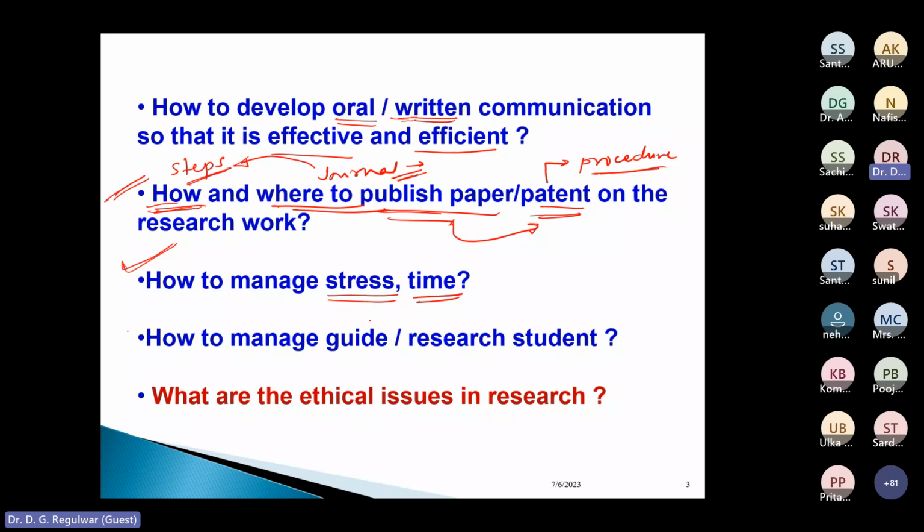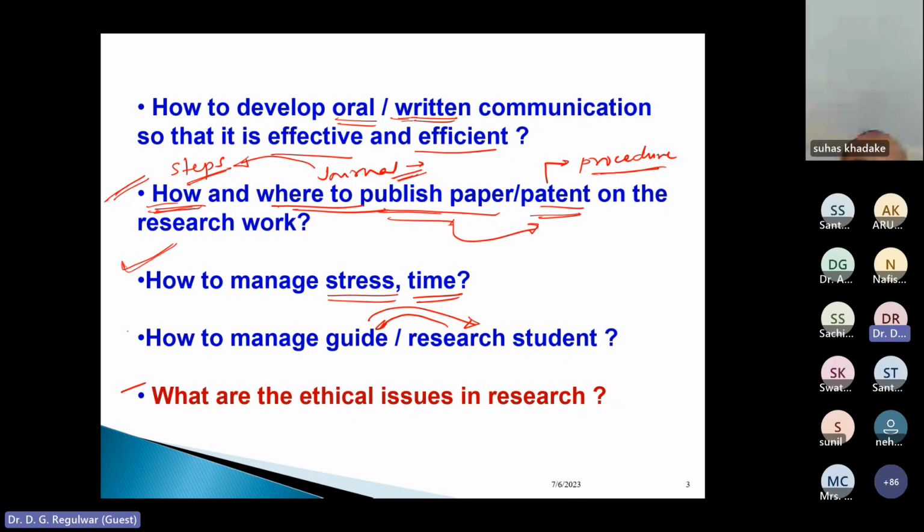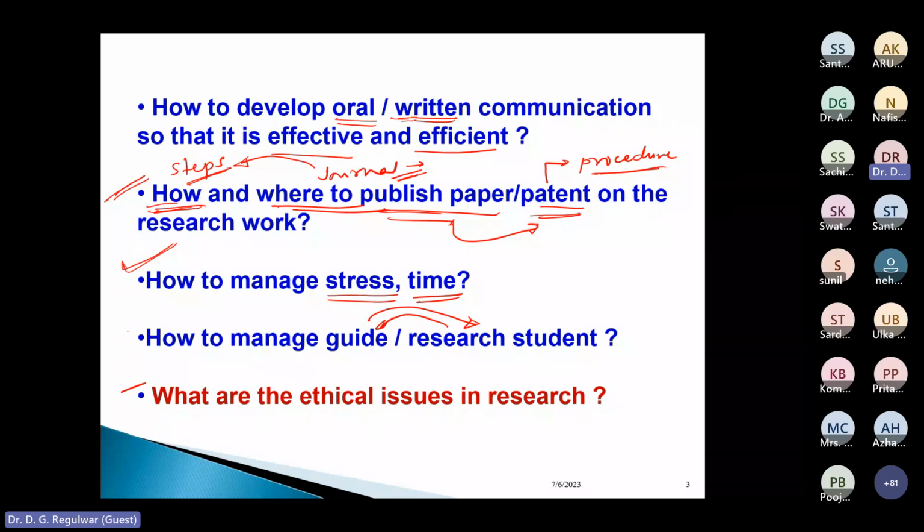Then a good relation with research guide and research student. That means the guide should have good relation with student and student should have good relation with guide. Then only your research will go ahead in a better way, so a fruitful research can come out, right? One more point is, what are the ethical issues in research? Every research scholar should know what is ethics, ethics in research. One is in research, other is in publishing.